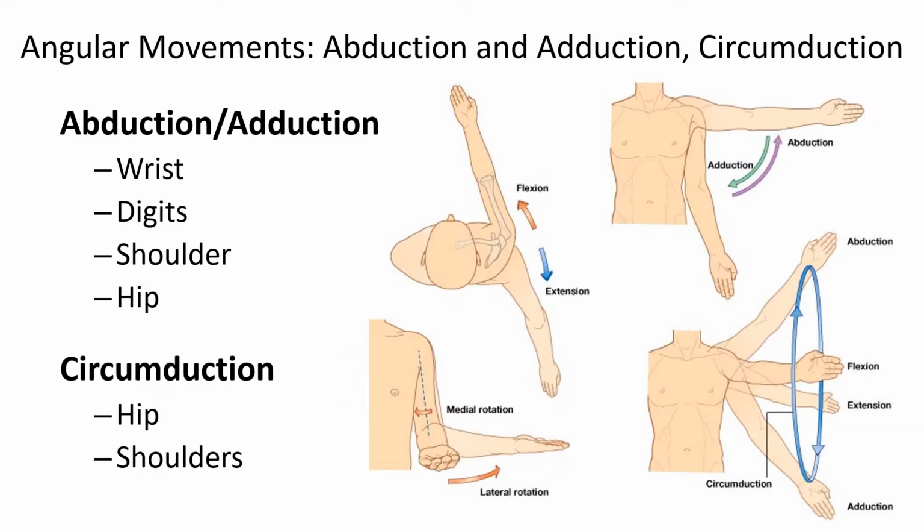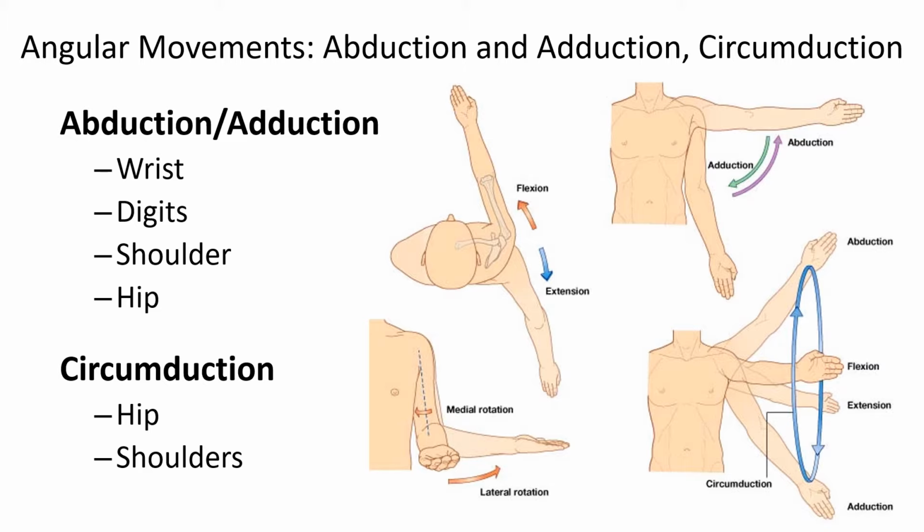Places where you might observe abduction and adduction include the wrist, the digits, the shoulder, and the hip. And it would be helpful to take a bit of time and think about what these movements would look like. In fact, practice all of these motions on your own body. It's the best way to learn things. Move your limbs and digits around and try to describe the motions that you're producing.